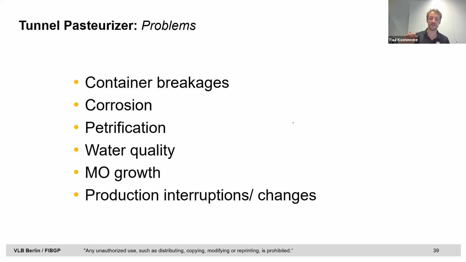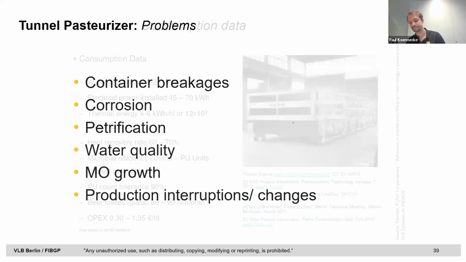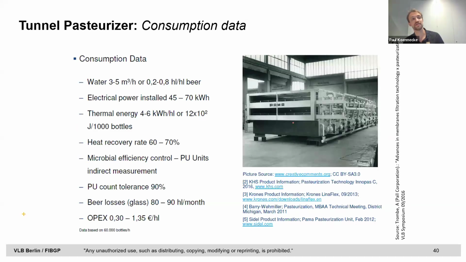We will also compare the tunnel pasteurizer to the flash pasteurization technology, of course, and what advantages and disadvantages you have with that. And just to give you a little bit of an overview of what a standard pasteurizer consumes of water, electric power and thermal energy, and what heat recovery rate can be achieved. With a modern tunnel pasteurizer, you can achieve around 70%. That's possible.